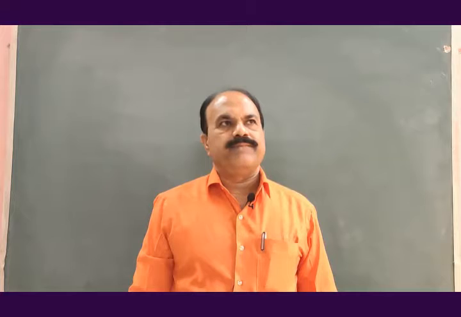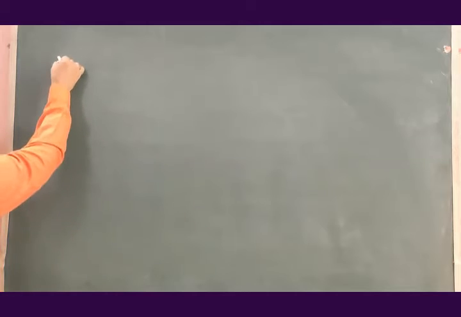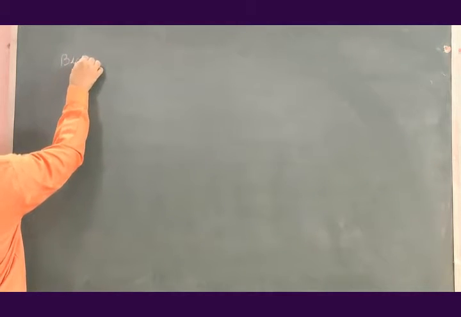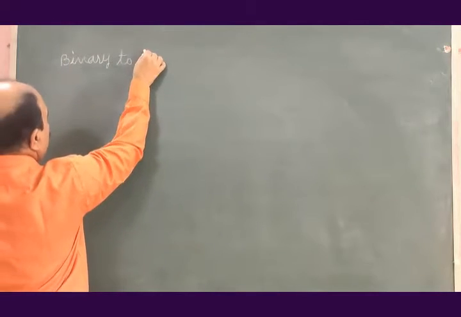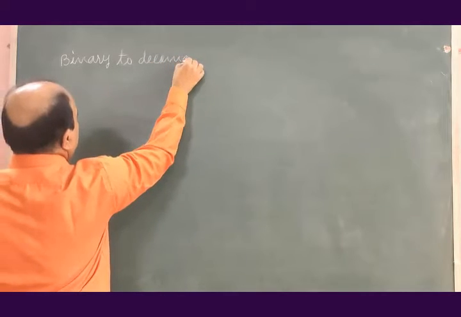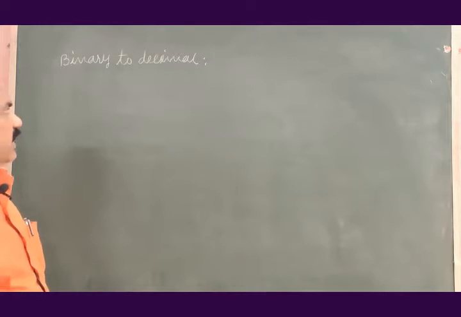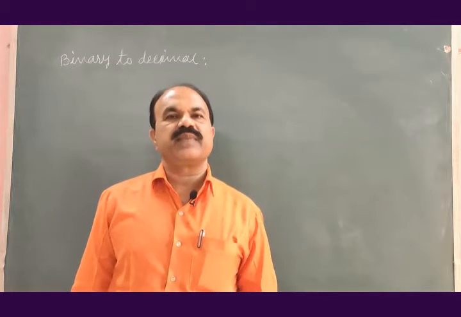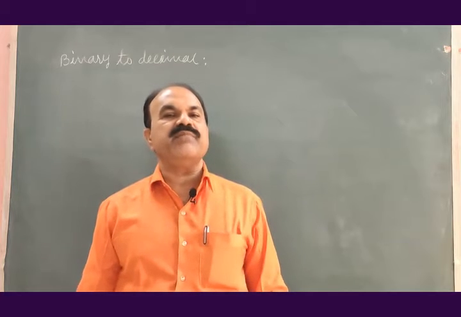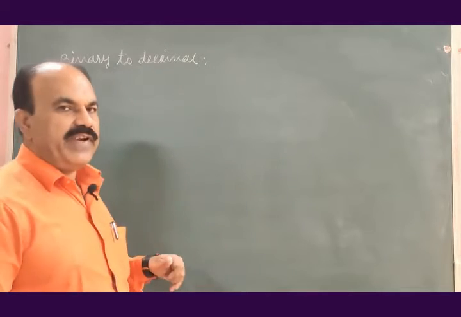Let us go to the next article. Binary to decimal conversion of numbers. Conversion of binary to decimal numbers. Again, there are two methods, sum of weight method and nested multiplication method. Let us first go for sum of weight method.